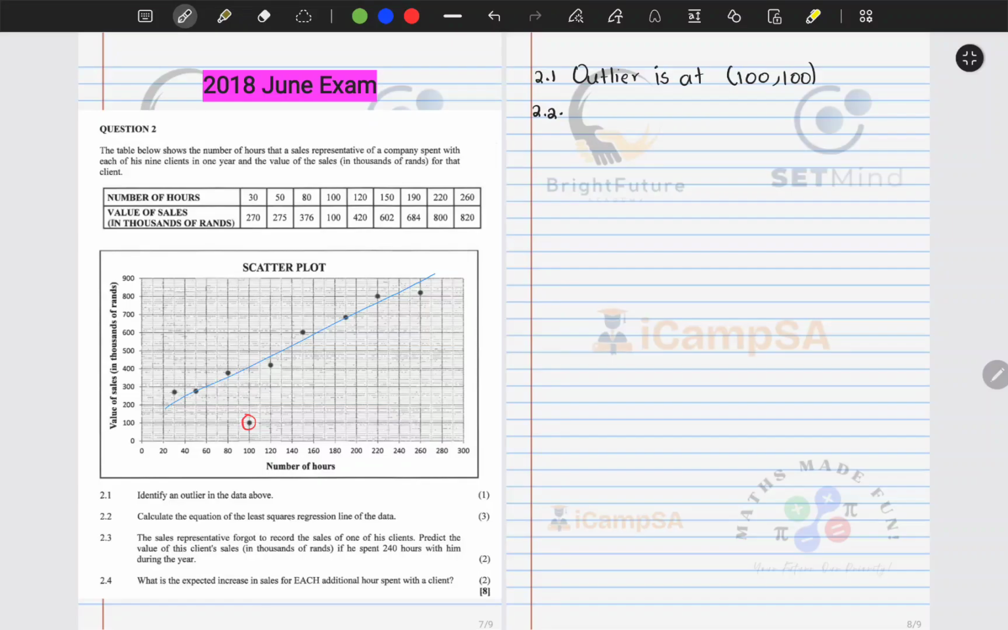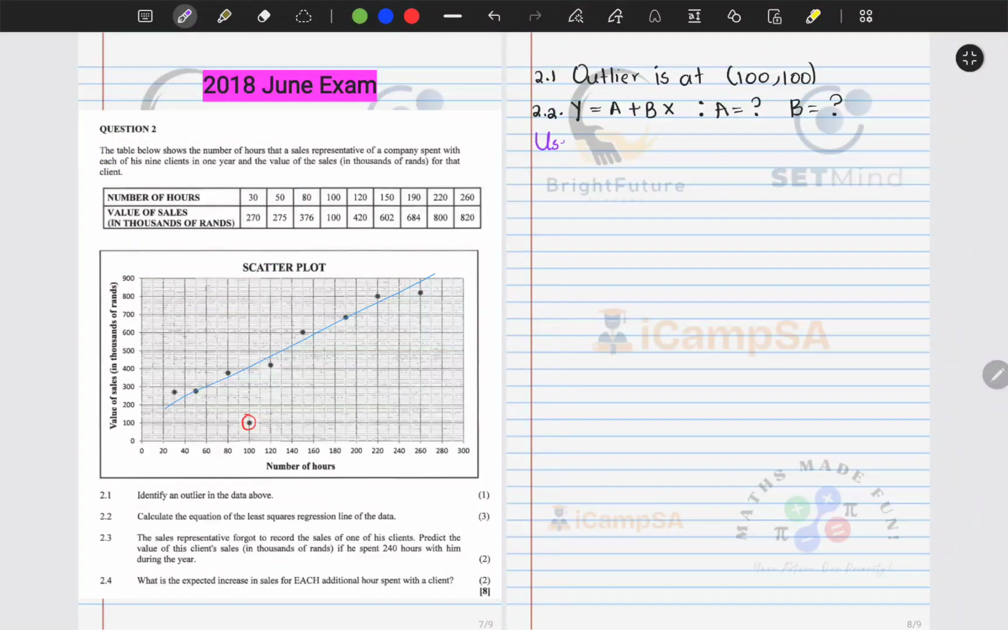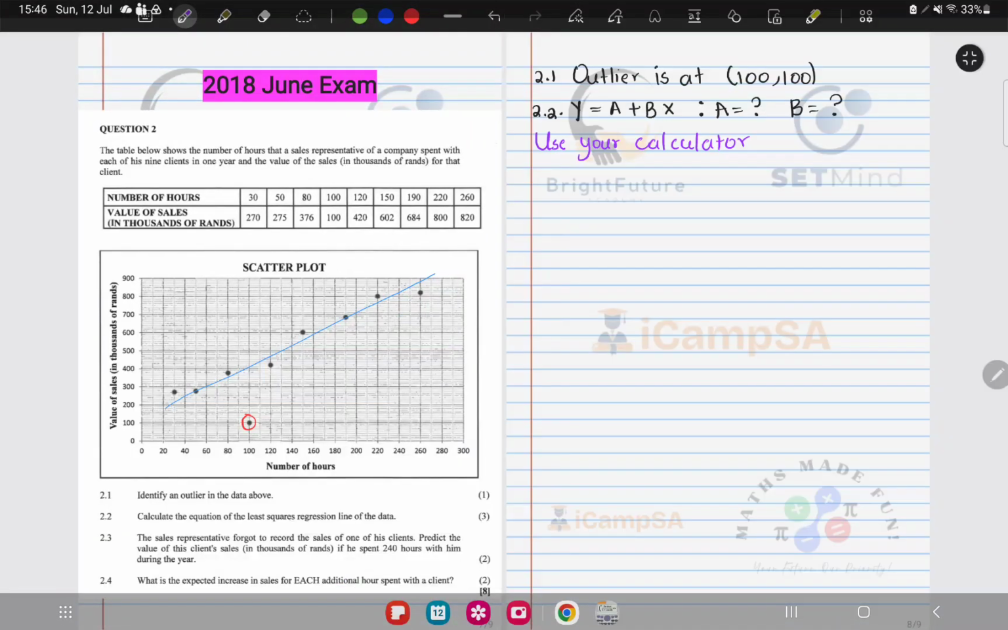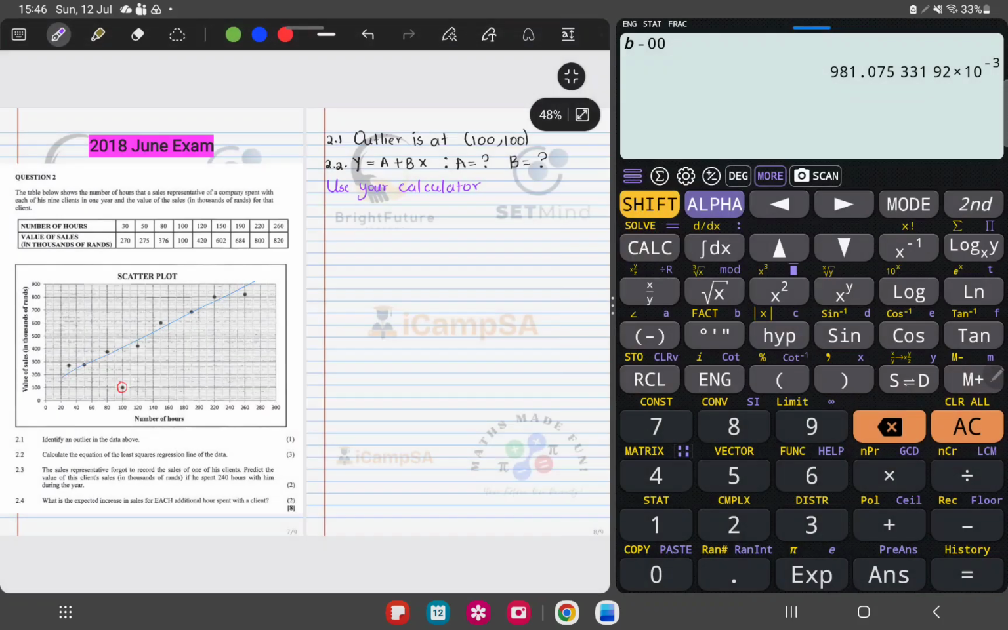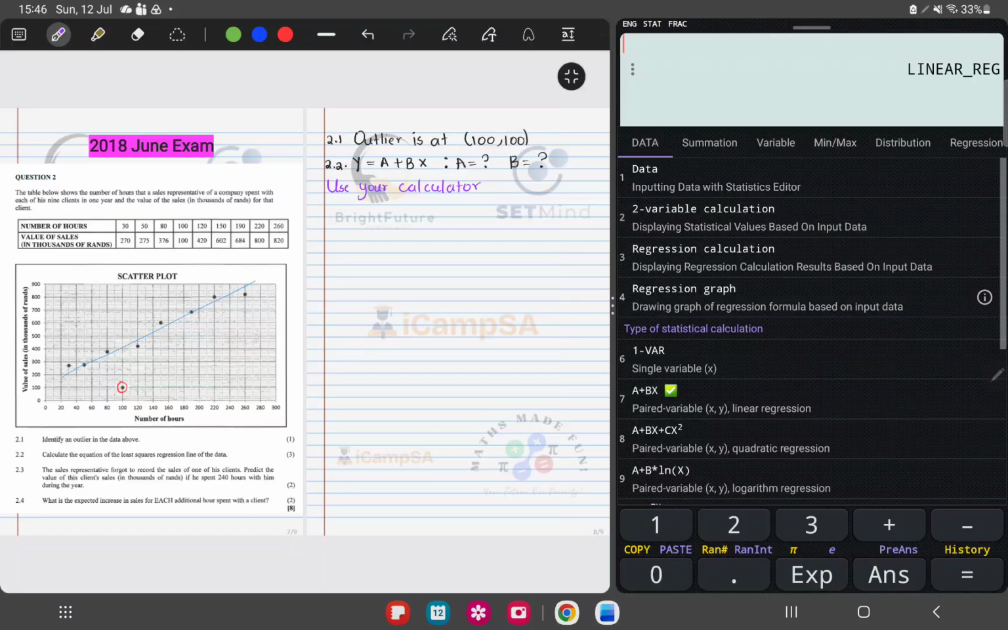Calculate the equation of the least squares regression of the data. So what they want us to do is we have y equals a plus bx. What we are required to do is to figure out what a is equal to and what b is equal to. And in order for us to find this, what we always do is use your calculator. So let's quickly get our calculator up. Split the screen. Let's go to our calculator, shift 1. We want to put in a data set.